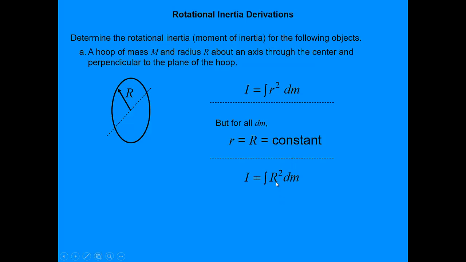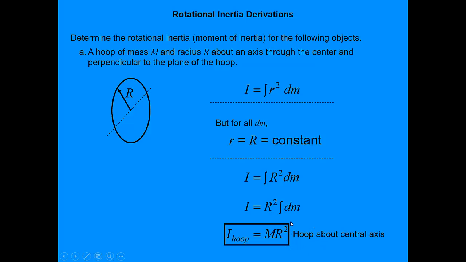So if we plug in capital R, don't lose the squared, you can pull it outside of the integral because it's a constant. Well, what's the integral of dm? If we sum up all the teeny little mass increments, what are we going to get? We're going to get the total mass. So the rotational inertia of a hoop is MR squared about its central axis. Now be careful, if it's any other axis, okay, then it wouldn't be MR squared, it'd be something else. But we'll get to that, right, as we go.